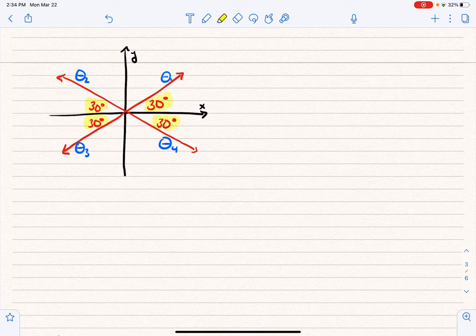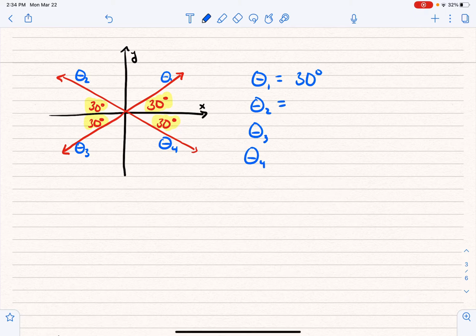Well, each one of those angles, theta 1, theta 2, theta 3, and theta 4, all have a reference angle of 30 degrees. Okay, so that's a start. They all have a reference angle of 30 degrees. So now I want you to figure out, what does each one of those thetas have to be? Well, theta 1 is the easiest, because theta 1 is whatever the angle is, 30 degrees.